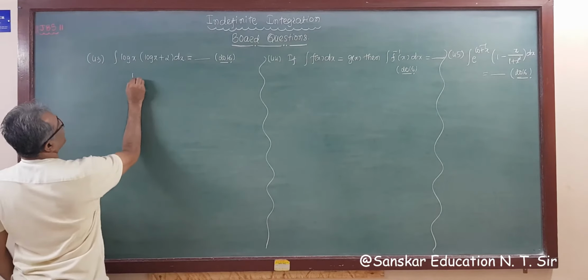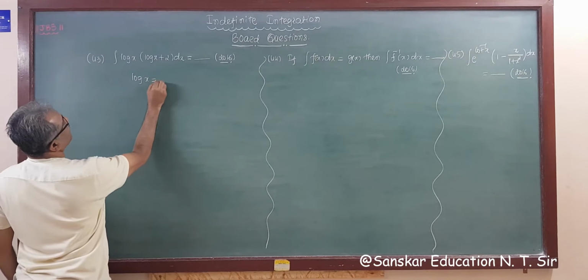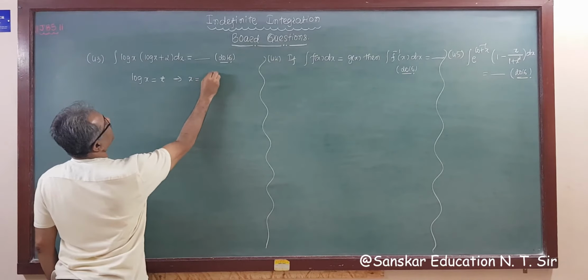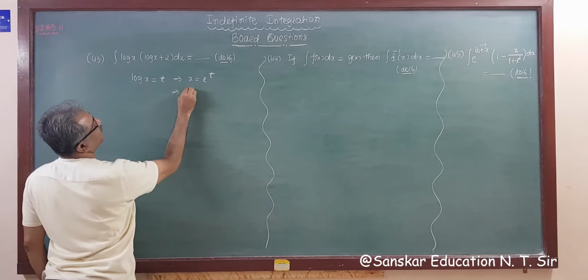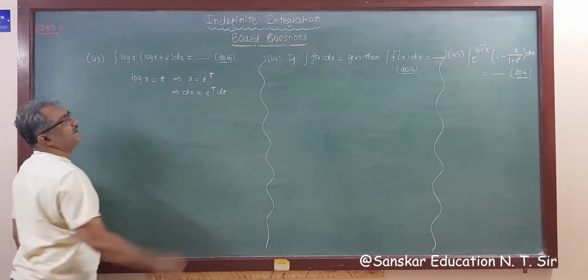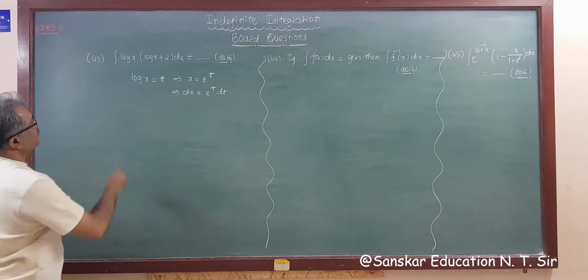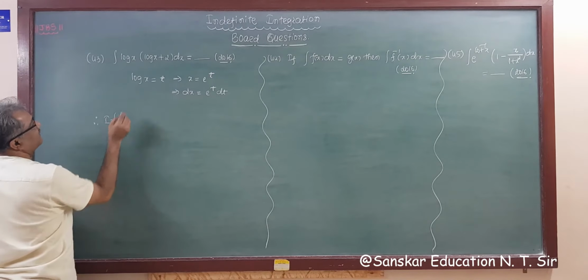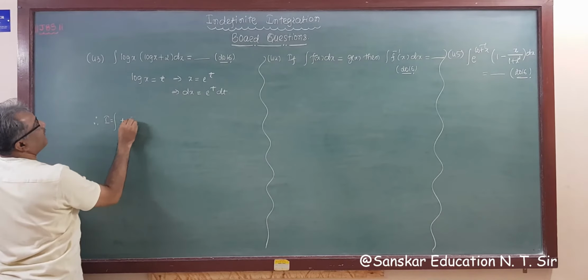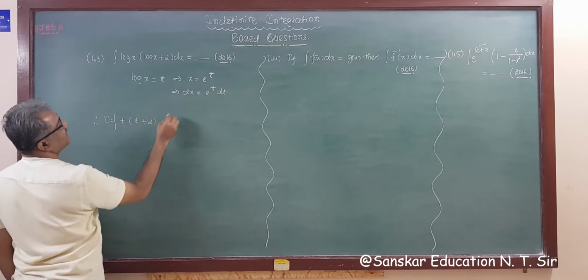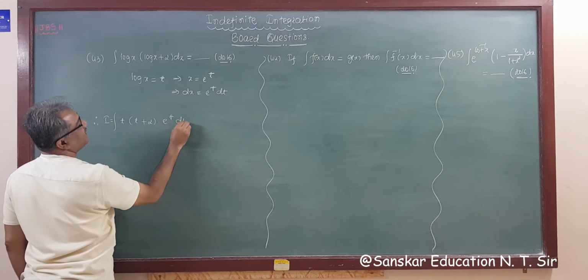So if we assume log x is equal to t, this implies x is equal to e raised to t, and the derivative of this is dx equals e raised to t dt. Right? So what is your I? I will be the integration of (log x is t) t plus 2, and dx is e raised to t dt.